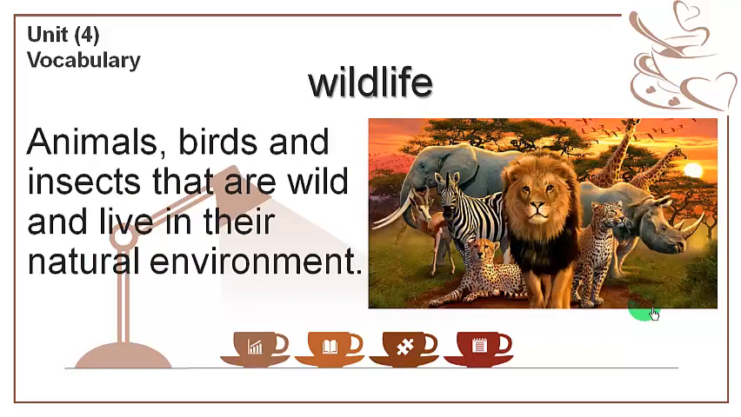Alright. What about wildlife? Wildlife is all the forms of life that are found in the wilderness, like animals, birds and insects that are wild and live in their natural environment. And environment is like the natural habitat, like the place where animals live, like in the forest or in the desert and so on. Okay.